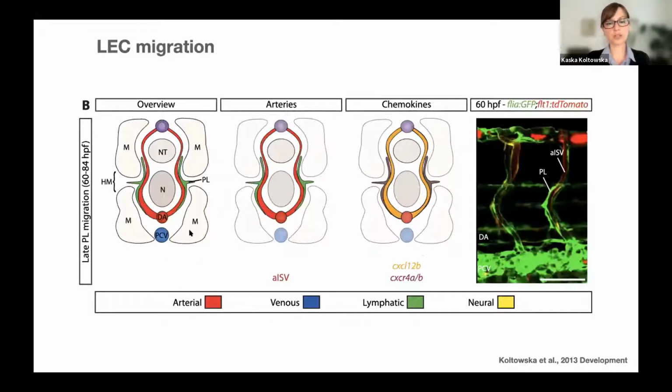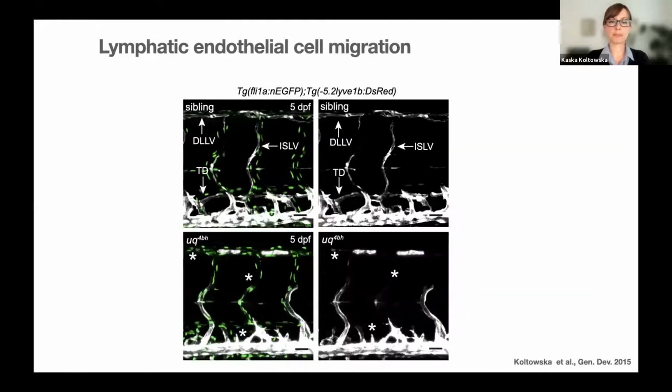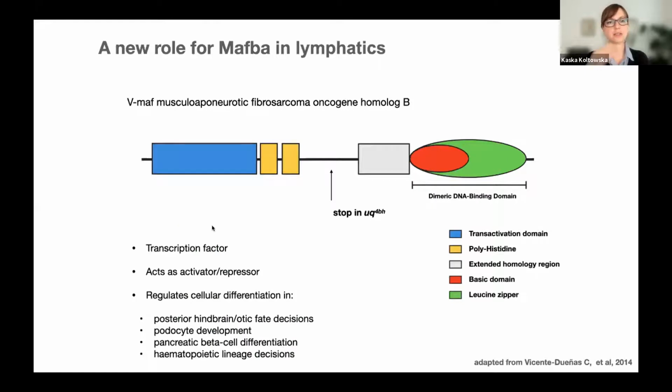So what we know is that the migration of the lymphatic endothelial cells is guided by arteries, as well as by chemokines CXCL12 and CXCL4. And when I was still a postdoc in Ben Hogan lab in Australia, we actually found a mutant in a forward genetic screen that lacked lymphatic vasculature. And we were quite excited when we found that the mutation in this mutant underlined a gene called mafba. And this is a transcription factor.